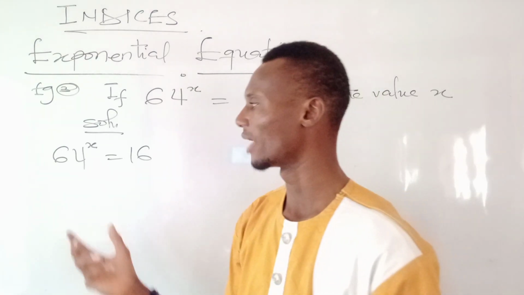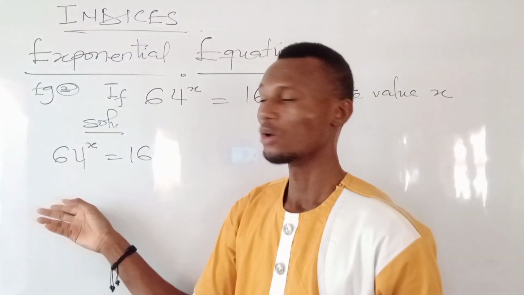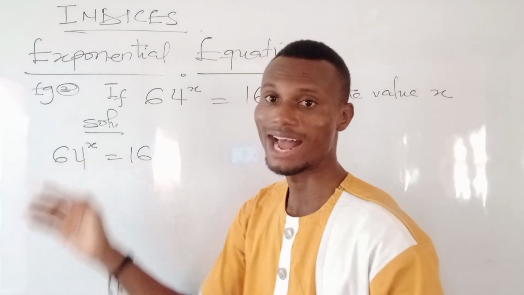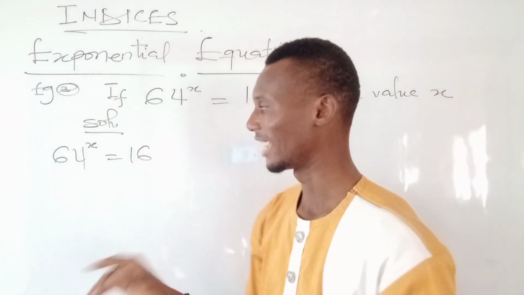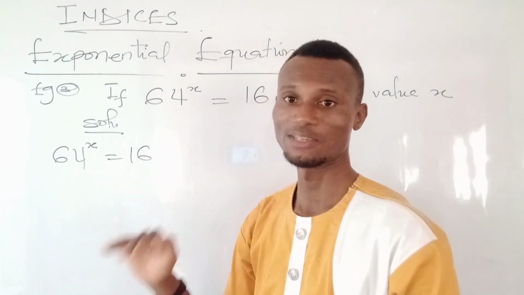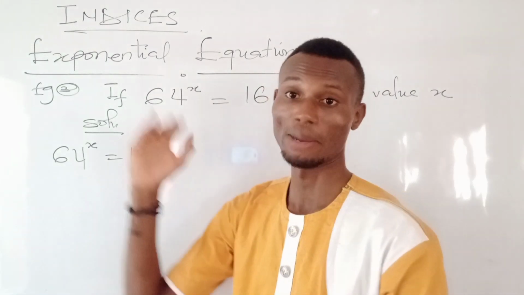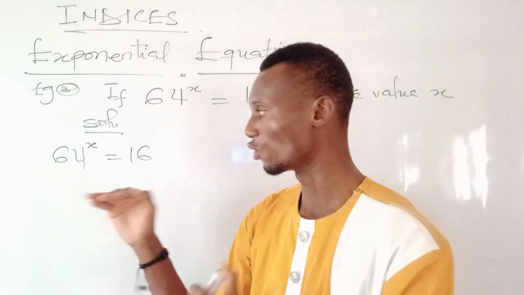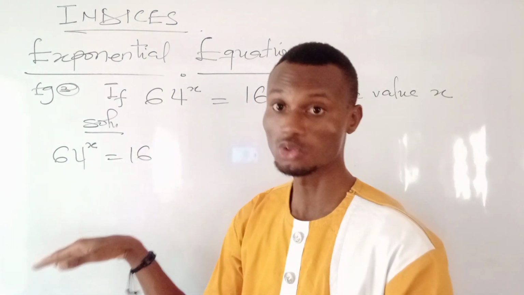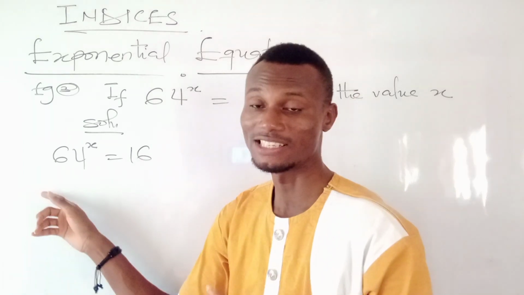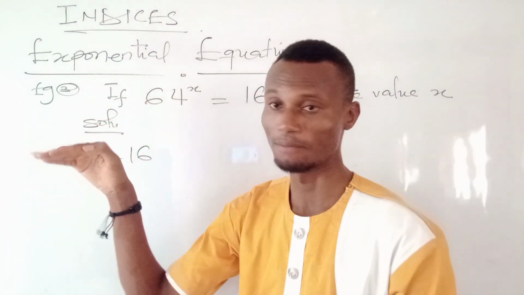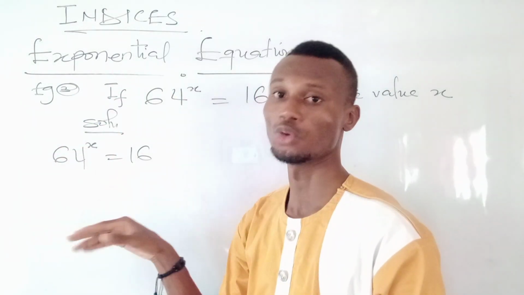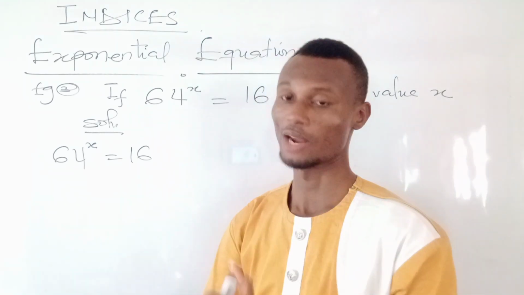Okay, so now a number you can think of is 4. Okay, you can express 64 as 4 to the power something, and the 16 also we can express it as 4 to the power something. That we can do. Okay, and also we can do for 2 as well. We can use 2. Okay, we can express 64 as 2 to the power something, and this same 16 also we can express it as 2 to the power something.